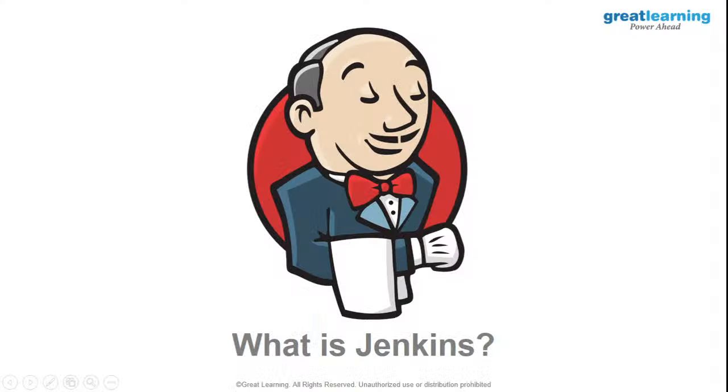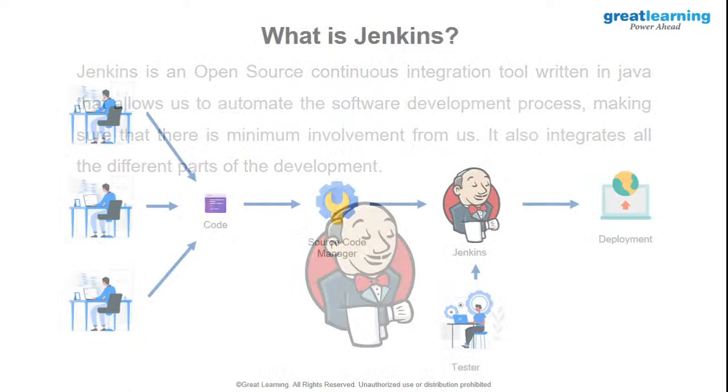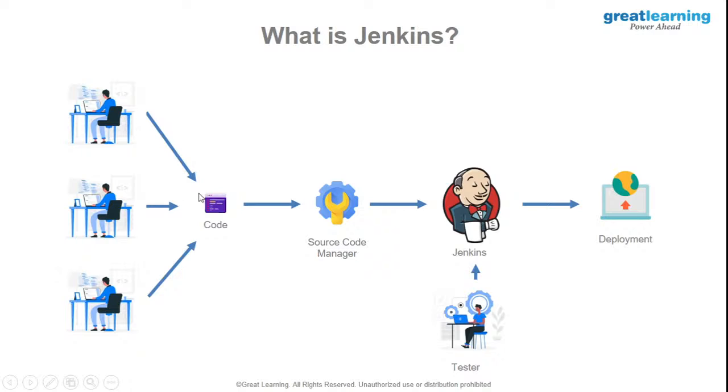So again, I'll just briefly go over what Jenkins is. Jenkins is an automation tool that allows us to automate all the processes. You remember the developers, right? They write the code, the source code manager. This is your Git. So if you want, you can assign Jenkins to automate all of these processes.